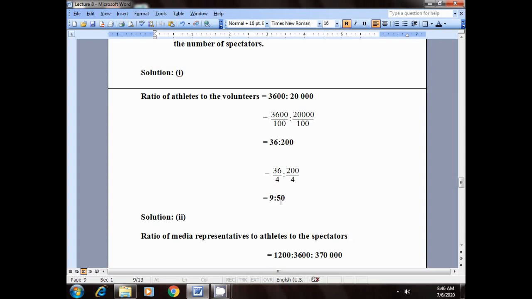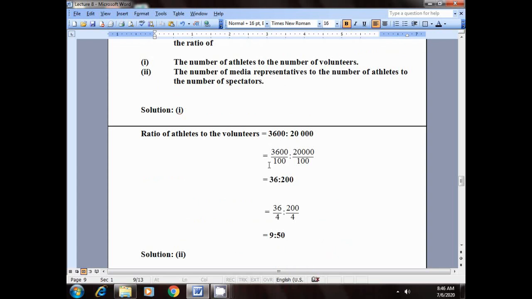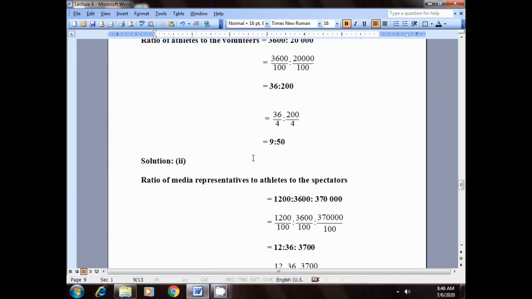Now let's find this ratio of the second part, which is the number of media representatives to the number of athletes and the number of spectators. First of all, we will write their numbers. We have given the number of media representatives 1,200, same as we know that the athletes participated in this game 3,600 and the spectators were 3,70,000. 1,200 media representatives, 3,600 athletes, and 3,70,000 is the number of spectators.